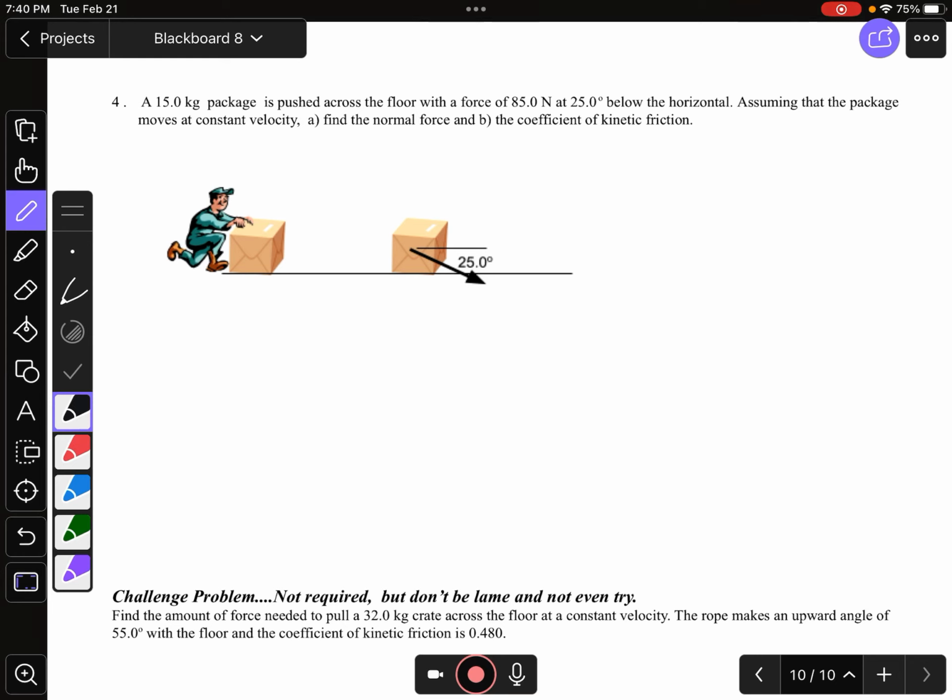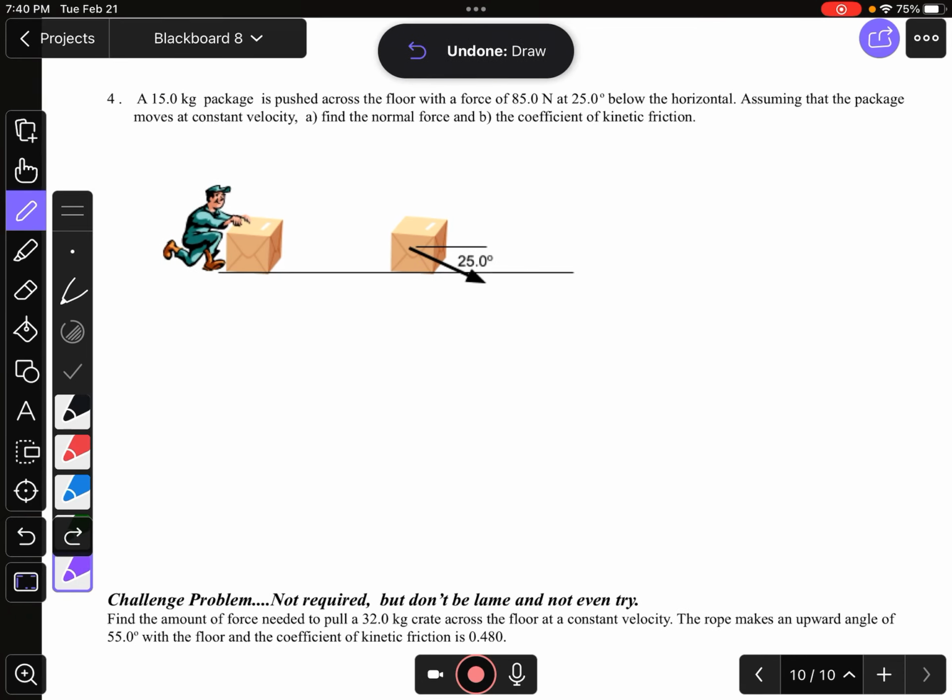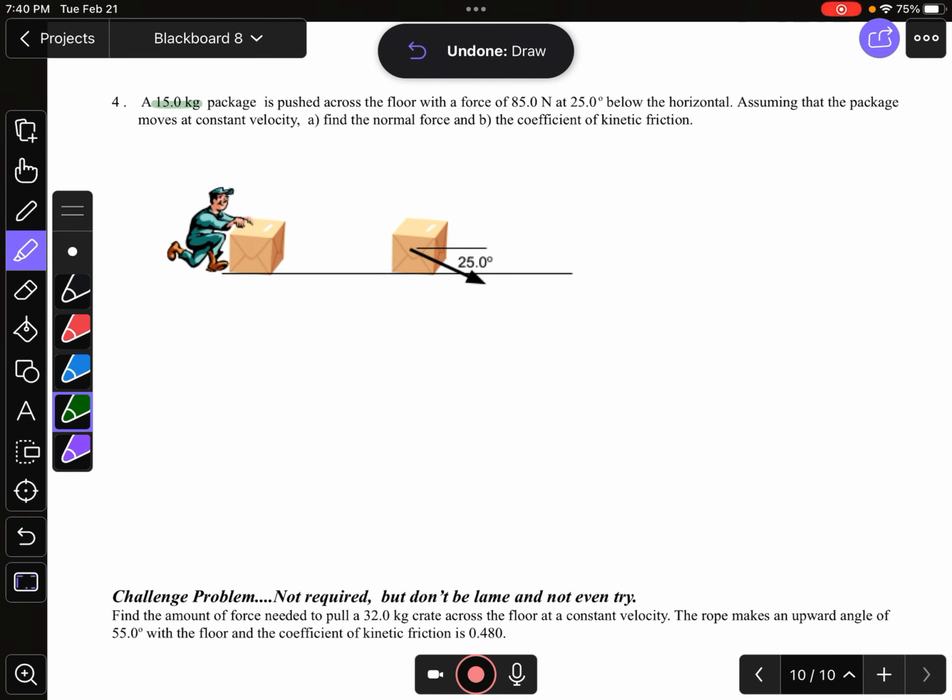Okay, number 4, a 15 kilogram package. Oh, I just crossed that out by accident. Oh, I want purple. Come on now. A 15 kilogram package is pushed across the floor with a force of 85 newtons at 25 degrees.